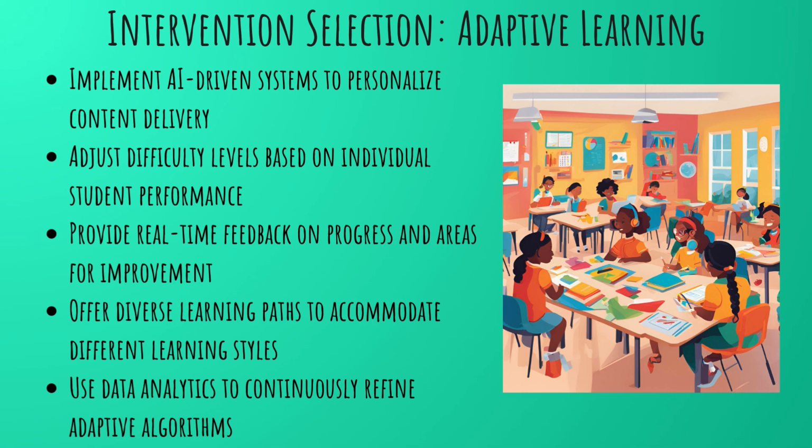Additionally, adaptive learning systems offer diverse learning paths that cater to various learning styles. For example, visual learners might receive more graph-based materials, while auditory learners might get podcasts or narrated lessons. This diversity ensures inclusivity and addresses the unique needs of every student.